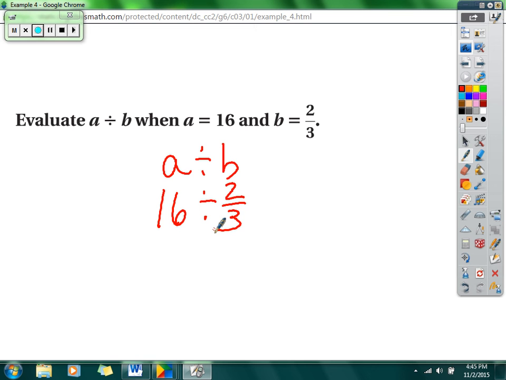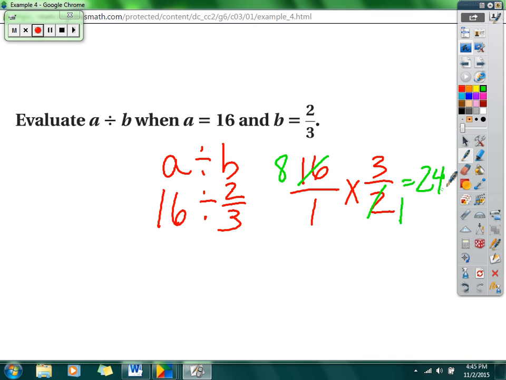This could be a keep, change, flip problem. 16 over 1 times 3 over 2. Don't forget, you can reduce inside the problem. 2 goes into 16 and 2 equally. So this is now 8 times 3. My final answer is going to be 24.